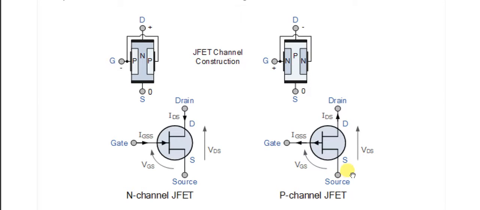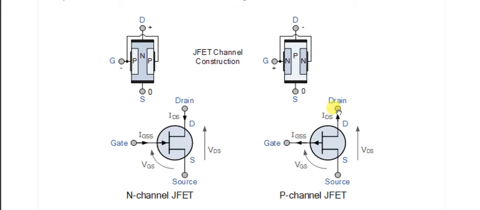Similarly, you can see the other version, which is the P channel. Here the arrow is pointing outward. The gate current we call IGSS, the gate to source current flowing through. Similarly here, IGS is again the gate to source current flowing. In this case it is the outward arrow, the rest is a straight plate, and here we have an angled terminal.